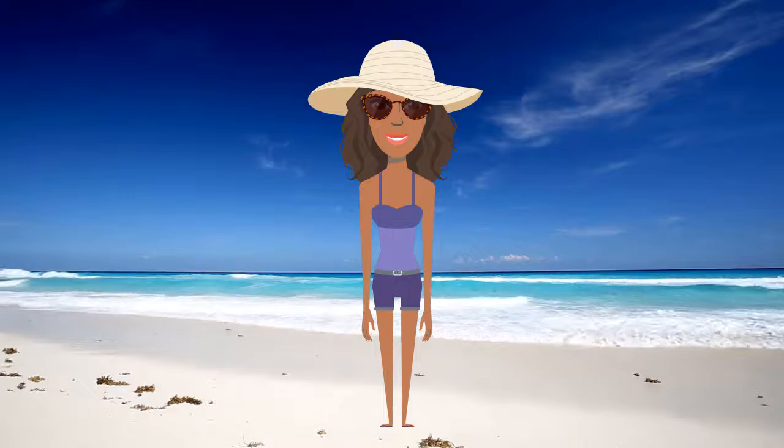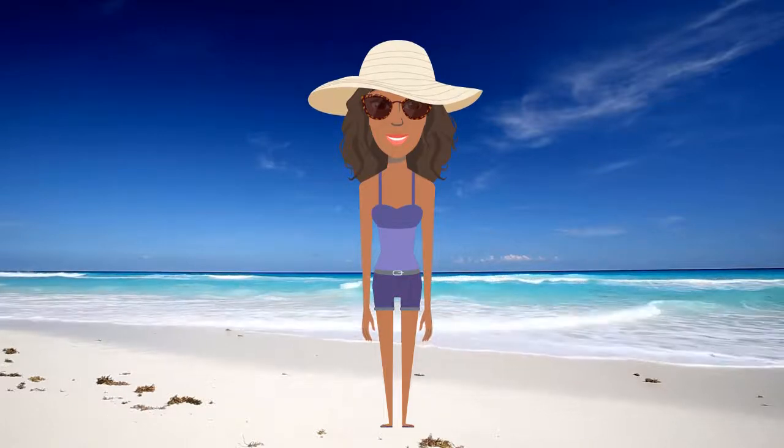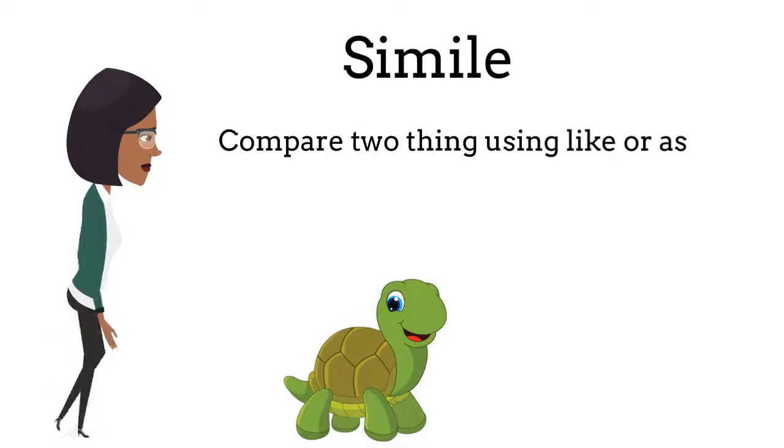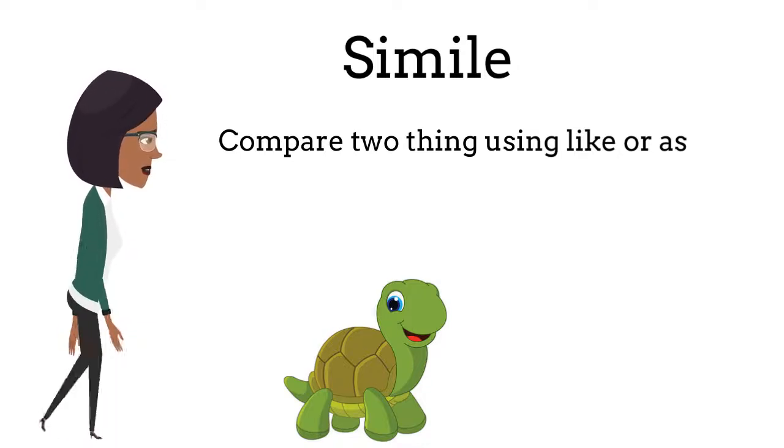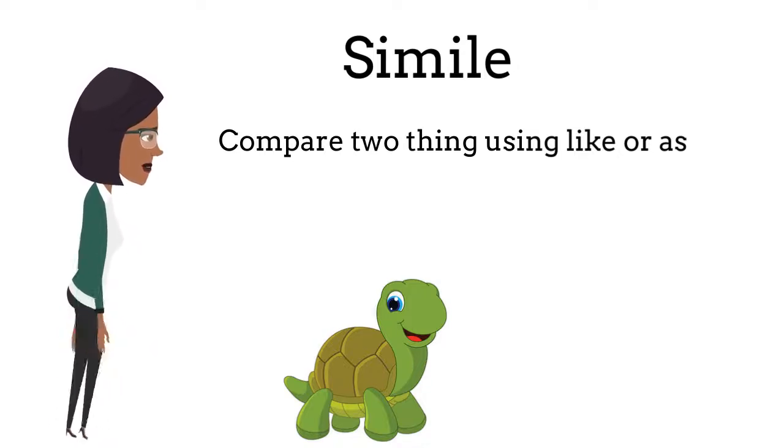Did you notice how the poet used the senses sight and touch in the poem? Simile compares two things using like or as. For example, she walks as slow as a turtle. This sentence compares the lady to a turtle.